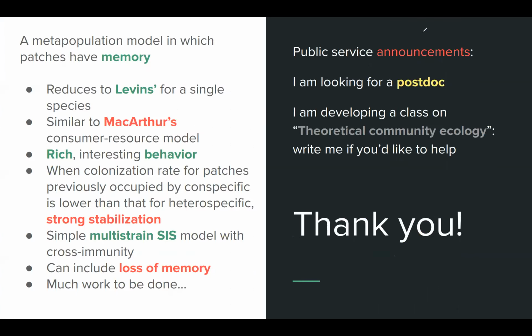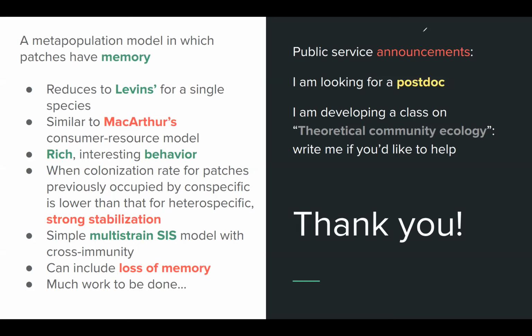And so, just to summarize, we have a very simple model for patches with memory. It reduces, of course, to Levins' model when we have a single species. It's very similar to the MacArthur consumer resource model. It has rich enough and interesting behavior. And then we found something interesting: when your colonization rate for patches that were previously occupied by conspecifics is lower than that for heterospecifics, then we have some sort of strong stabilization going on.